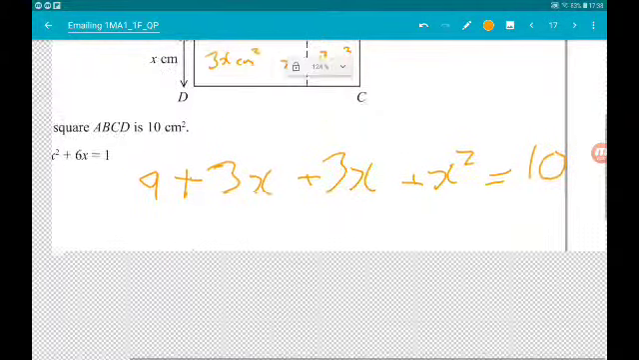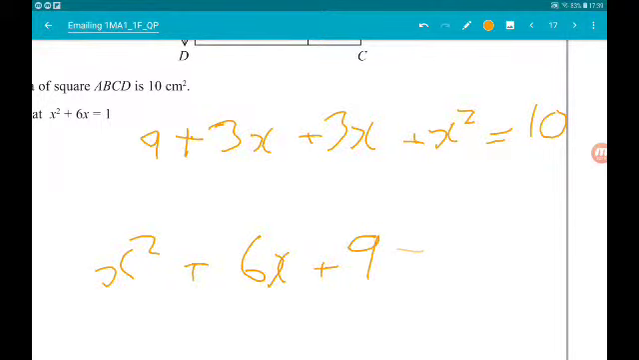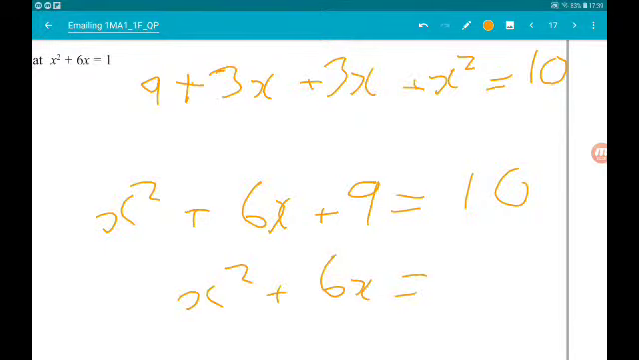Now if we sharpen that up a bit, we can say that x squared add 6x add 9 is equal to 10. So the last thing to do, subtract the 9, x squared add 6x is equal to 1. Boom.